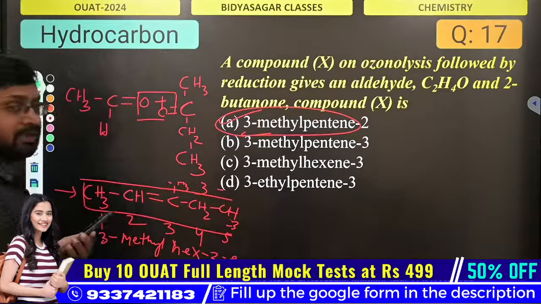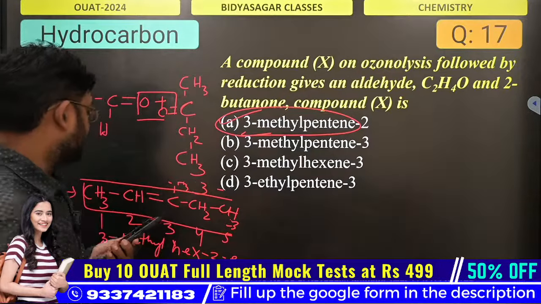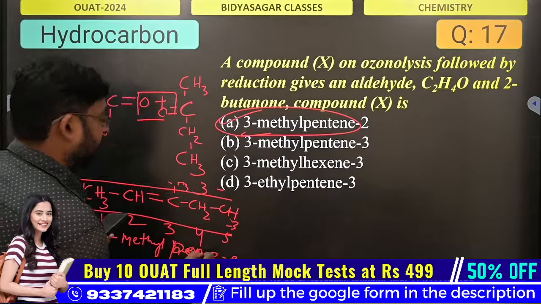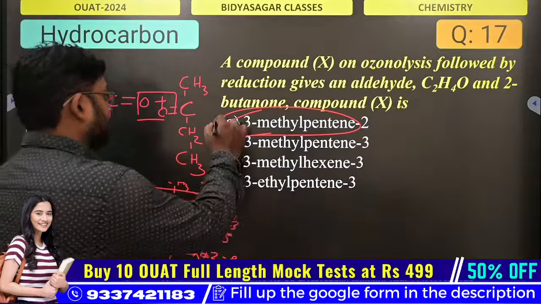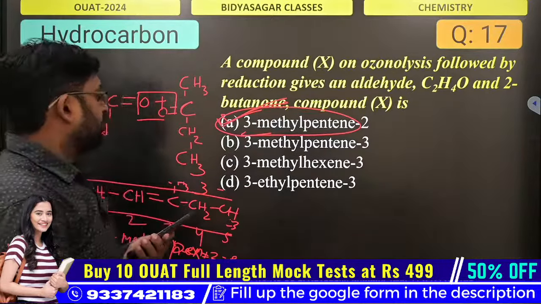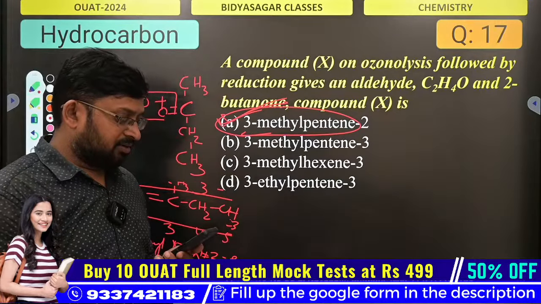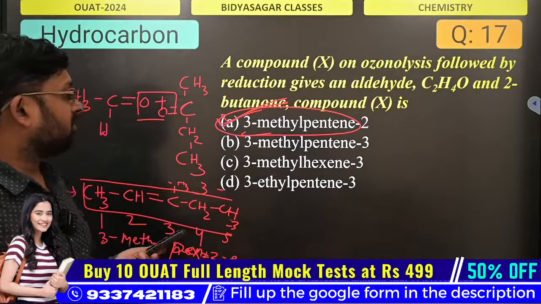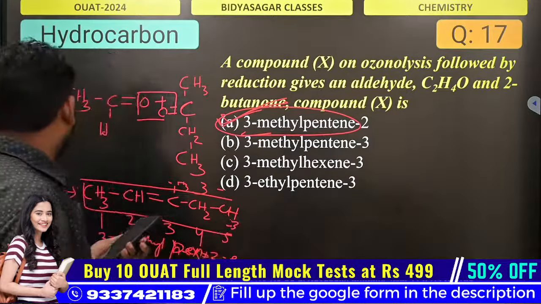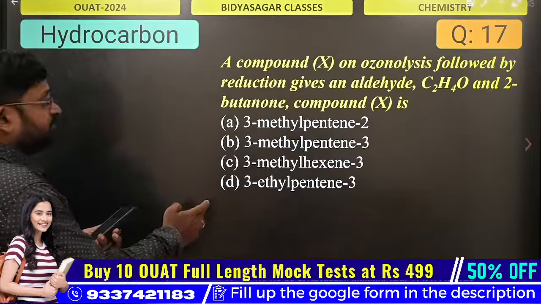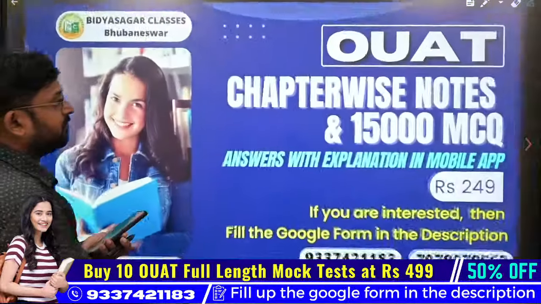A is the correct answer. Okay, CH3 C double bond C, CH3 CH2 CH3. So 5 carbon atoms, pent 2ene. So 3 methyl pent 2ene is the correct answer. So option A is the correct answer. Good. Fine, you have done this kind of question once again. Okay, we'll go to the next slide.